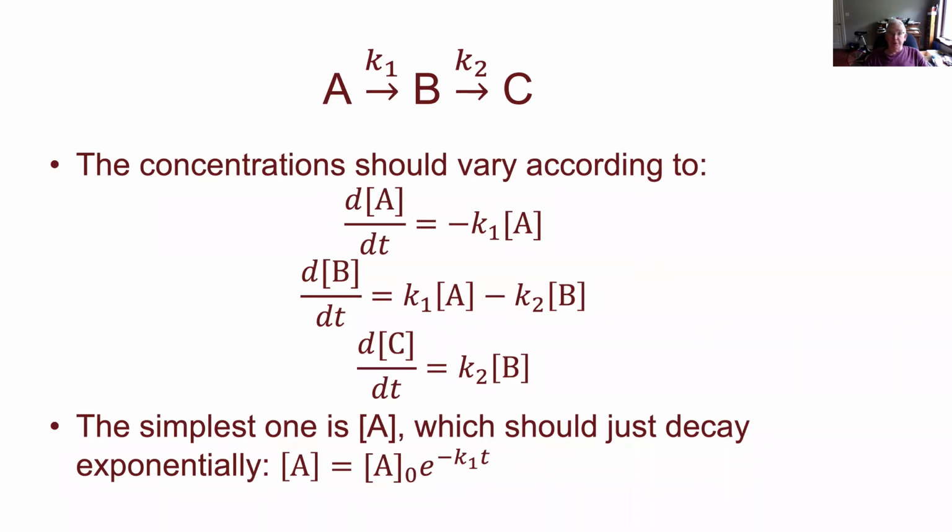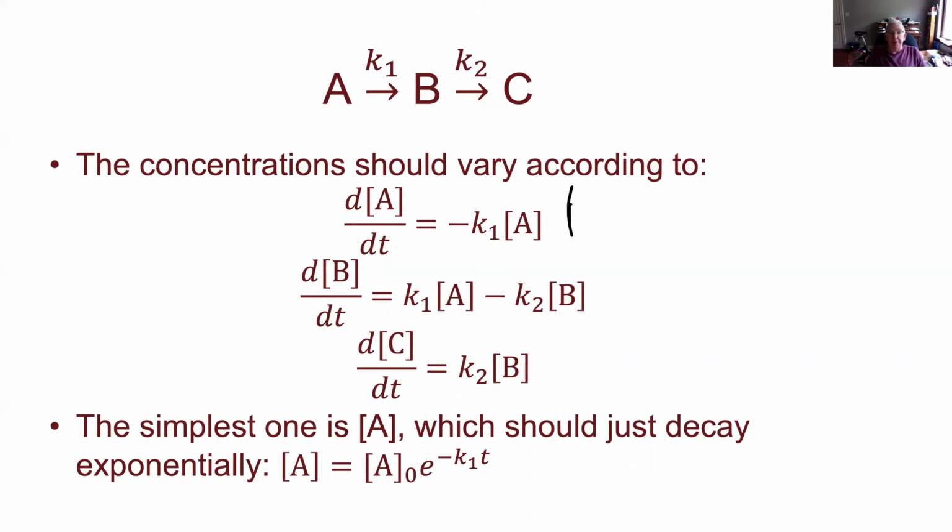The rate law for the first step is simple. We're writing these both as first order processes because we're trying to keep this relatively simple. So my first reaction just says the change in concentration of A with respect to time is equal to minus k1 times the concentration of A. That just says this is a first order decay.